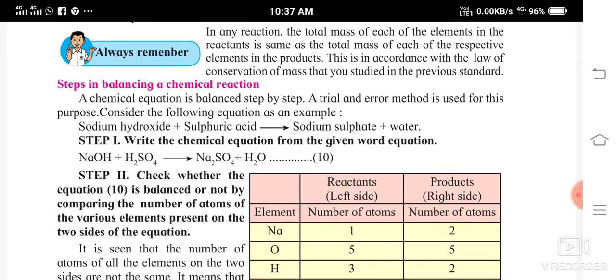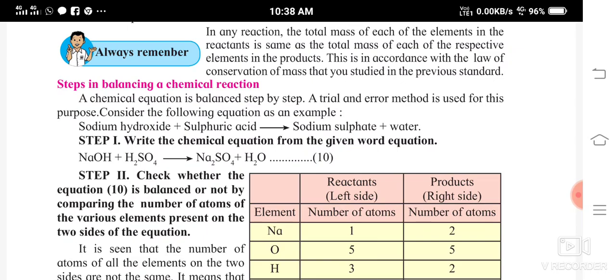Okay, I hope you have understood what this law of conservation is. Now, steps in balancing a chemical reaction. So we will see the steps, how to balance a chemical reaction. A chemical reaction equation is balanced step by step. In these steps you are going to understand how to balance the chemical equation. Now, let us see it step by step.